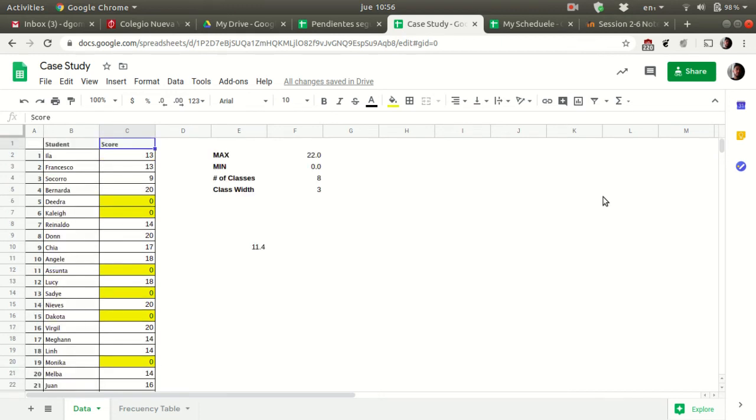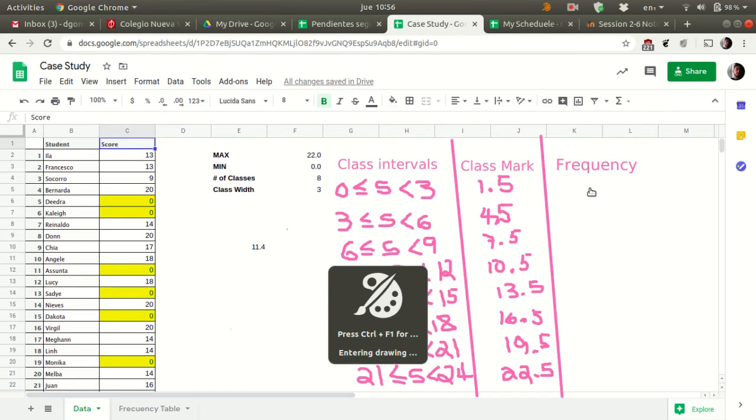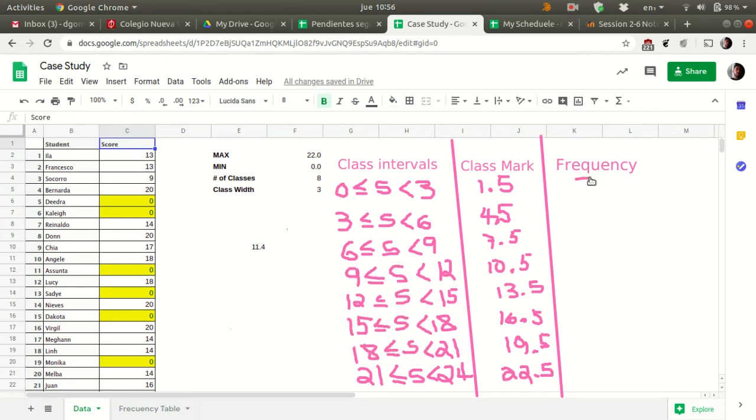22 of you didn't turn in the work on time. That's way too many. All right, so our frequency for our first interval is going to be 20. All right, let's look at another interval. Let's look at the interval from, I don't know, from 12 to 15.